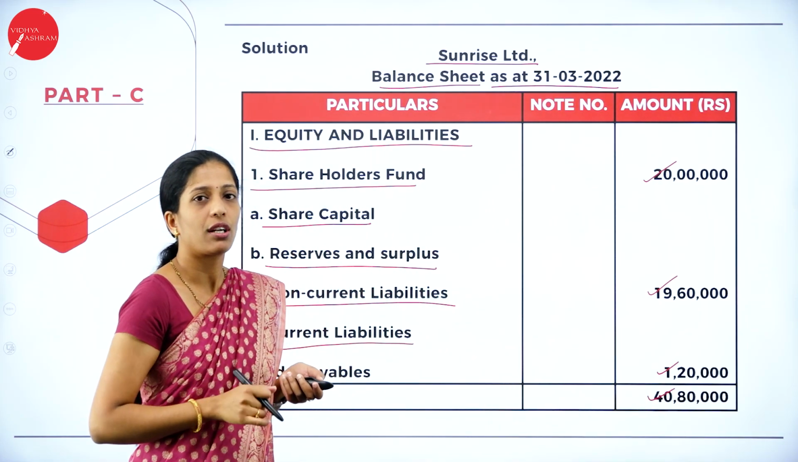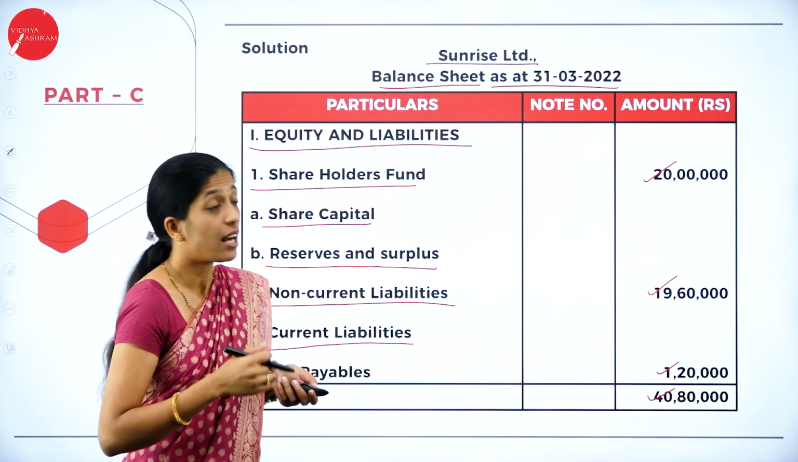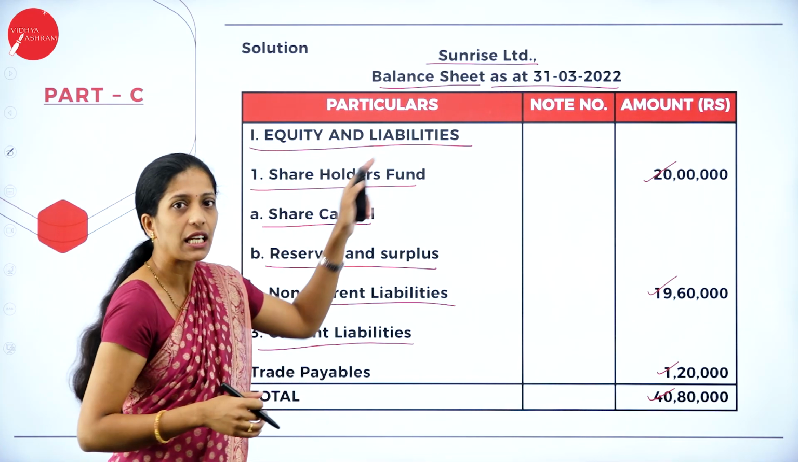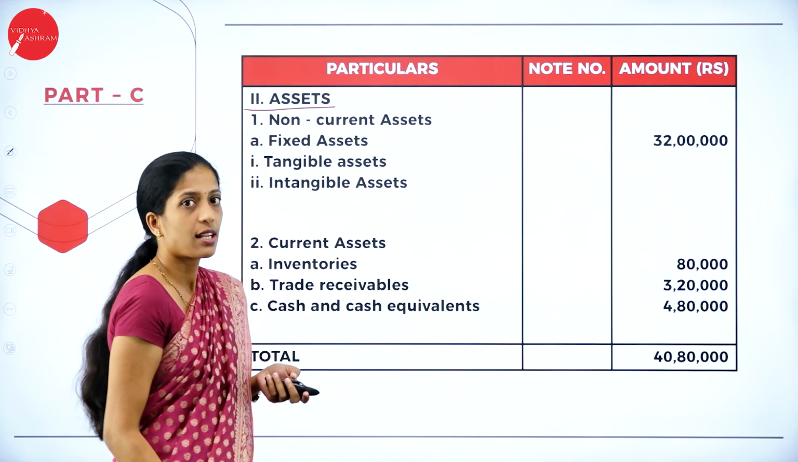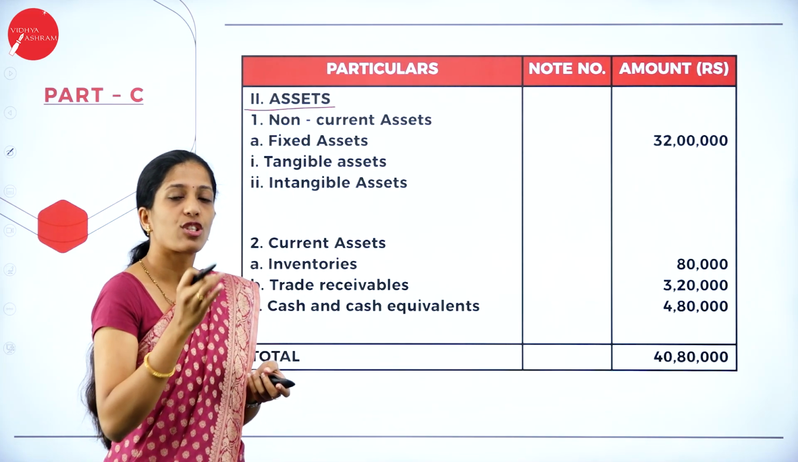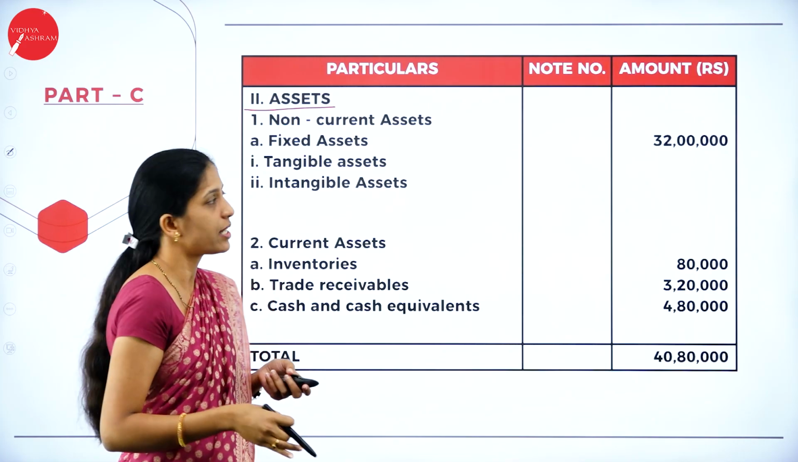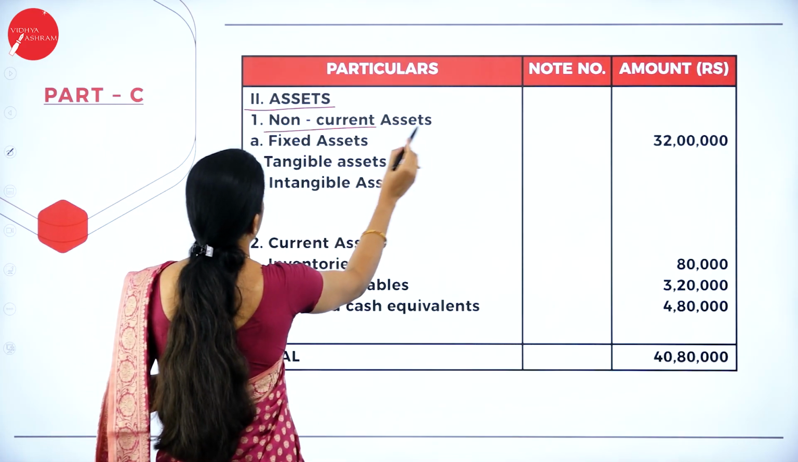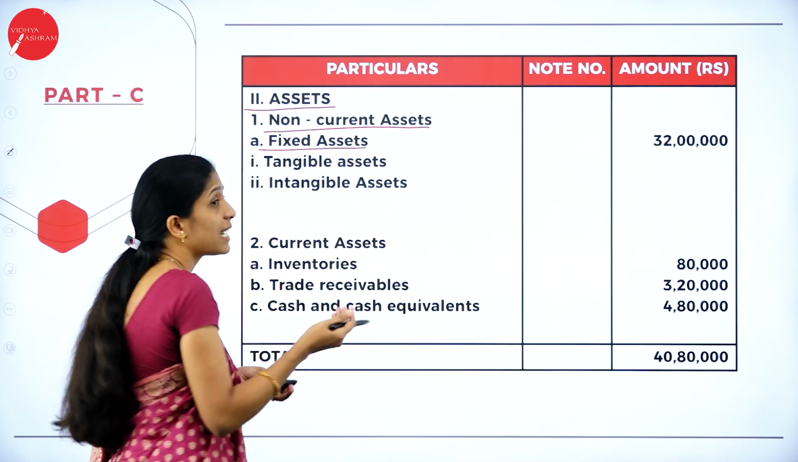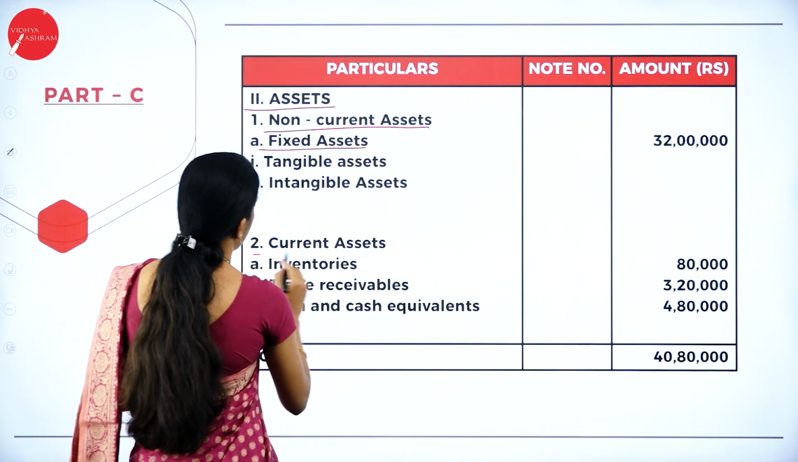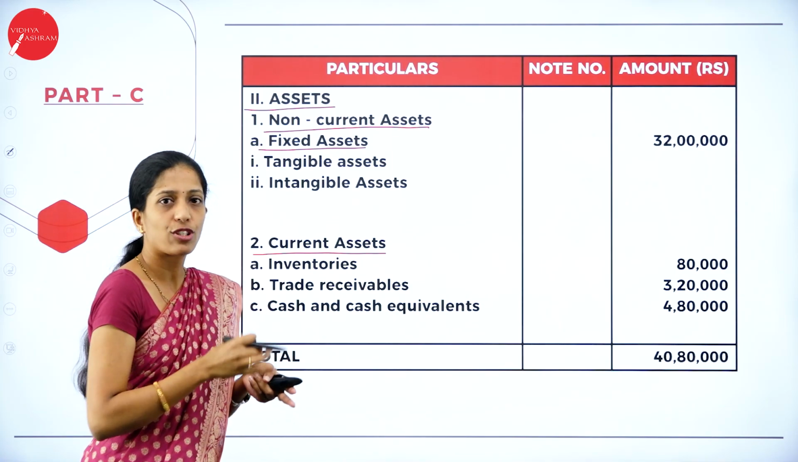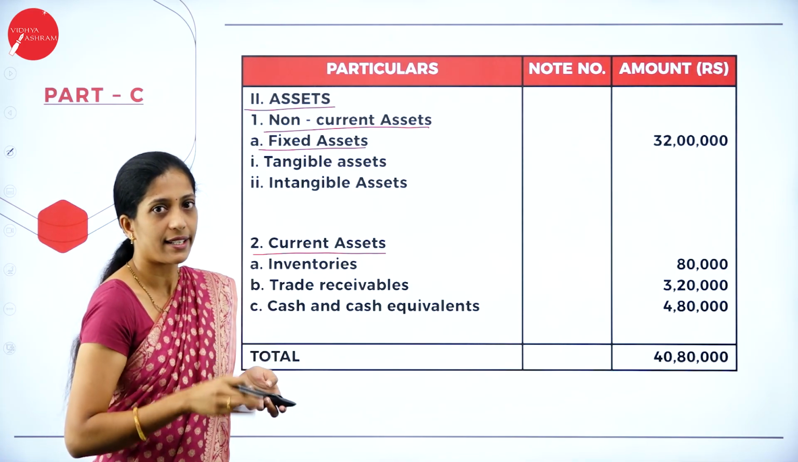Next, the continuation of this format itself will be assets. So this is Roman number 1, equity and liabilities. Next, Roman number 2, assets. And asset has been divided as non-current assets as well as current assets. So your format is non-current assets. Under that we have fixed asset. Below that, tangible, intangible assets. And the second is current assets. So based on the problem, we shall take what are the current assets we have.